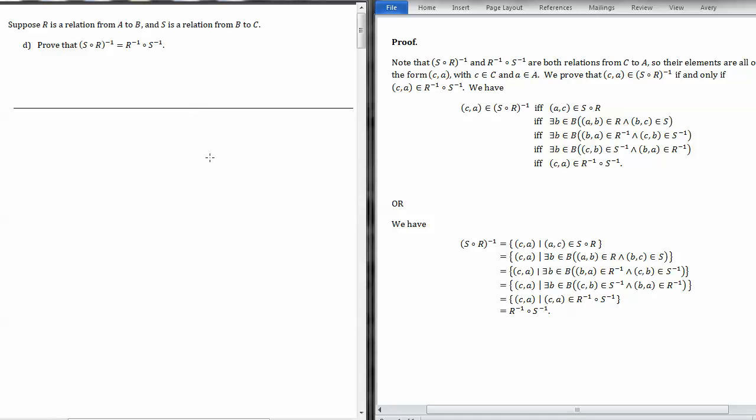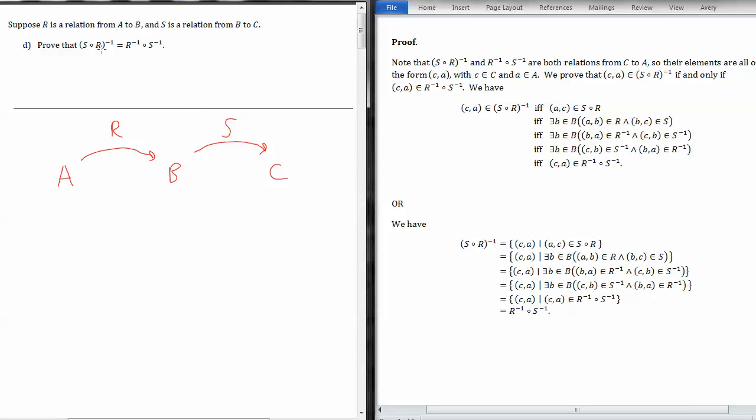All right, suppose R is a relation from A to B, and S is a relation from B to C. So the picture we have in our minds is three sets, A, B, and C, with a relation R from A to B, and a relation S from B to C. And then we want to show these two sets are equal. The inverse of S composed with R equals R inverse composed with S inverse.